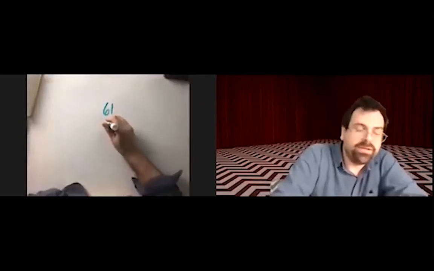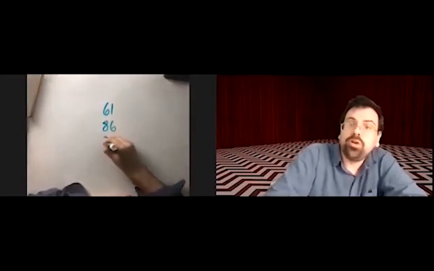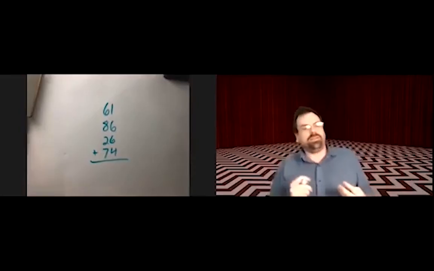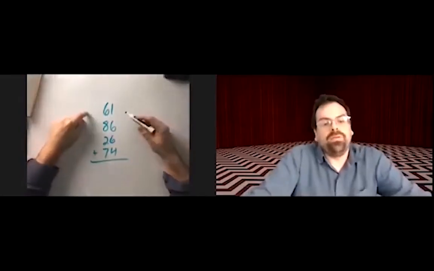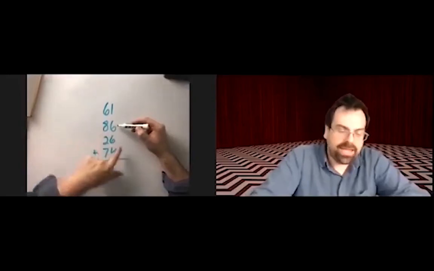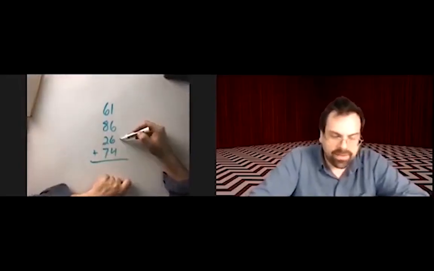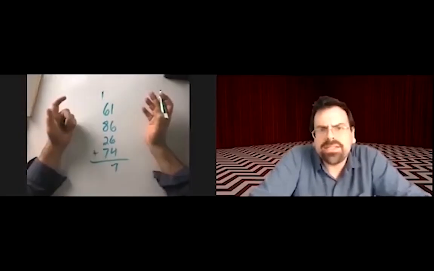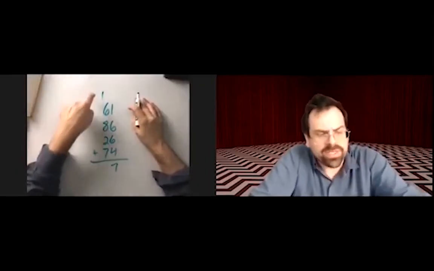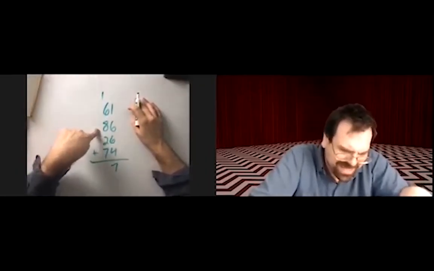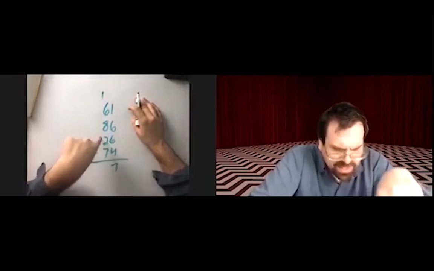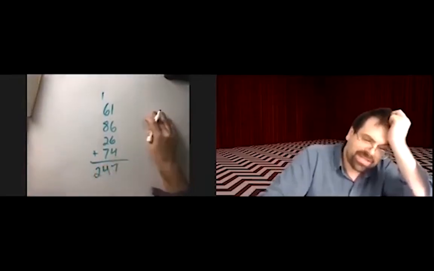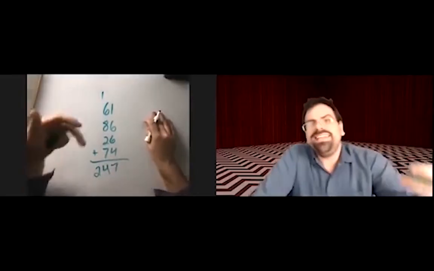If we had 61, 86, 26, and 74, and we were adding them all together. Remember, we could add the 6 and the 4 and get 10, 11, plus 6 would be 17. Carry the 1. Wow, this is so detailed. So many numbers. 1 and 6 is 7, plus 8 is 15, 16, 17, 18, 19, 20, 21, 22, 23, 24. So 247. What if you didn't need the exact answer?